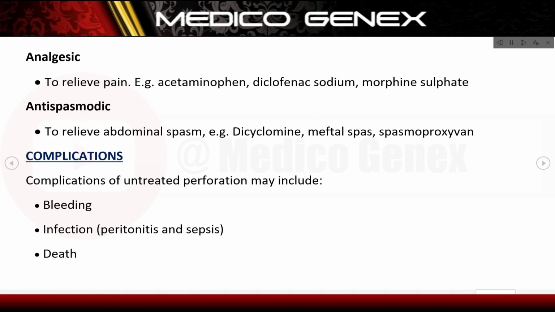Analgesic. To relieve pain, e.g. acetaminophen, diclofenac sodium, morphine sulfate. Antispasmodic. To relieve abdominal spasm, e.g. dicyclomine, meftal-spas, spasmoproxavan. Complications. Complications of untreated perforation may include bleeding, infection, peritonitis and sepsis.